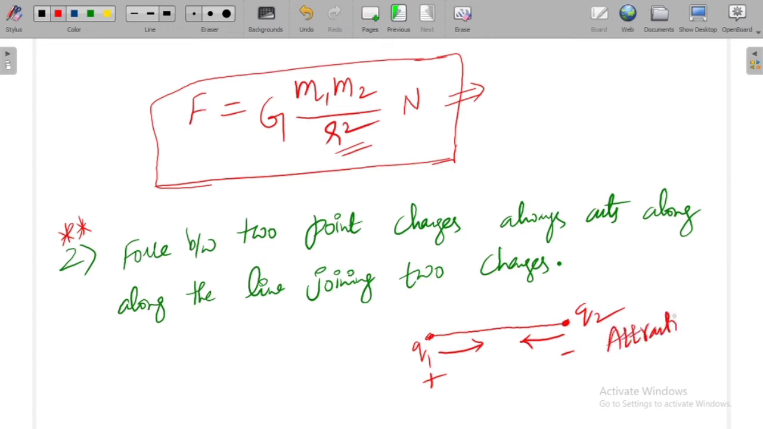attractive force, right? For example, if Q1 is present here and Q2 is present here, the line joining Q1 and Q2 is this line. So if this Q1 is positive and this Q2 is positive, you will have the force on Q1 in this direction and the force on Q2 in this direction. Same is the case with both negative charges, because it is a repulsive force.